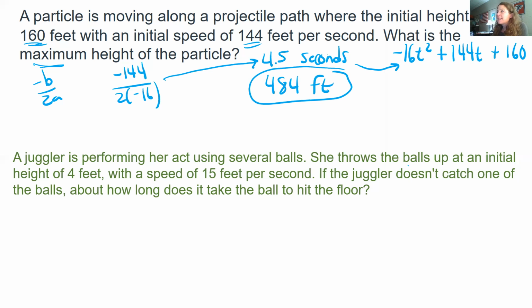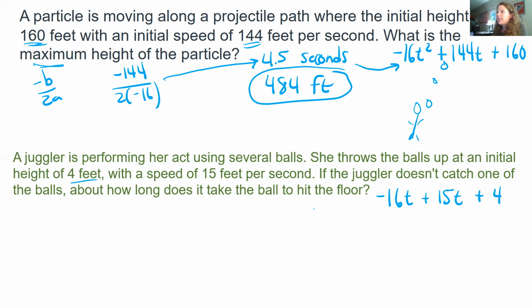All right, once again, this is about gravitational throw or pull. A juggler is throwing balls up into the air, and whatever goes up must come down. So we're going to use our same velocity equation. This time, our speed is 15 feet per second, and we're starting at a height of 4 feet. If the juggler doesn't catch one of the balls, how long does it take the ball to hit the floor?